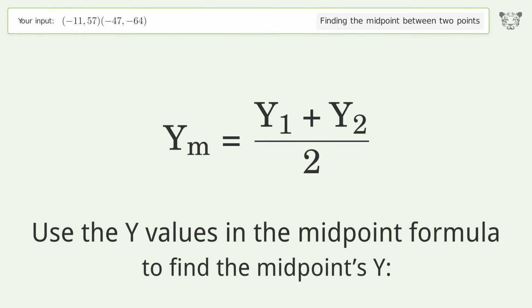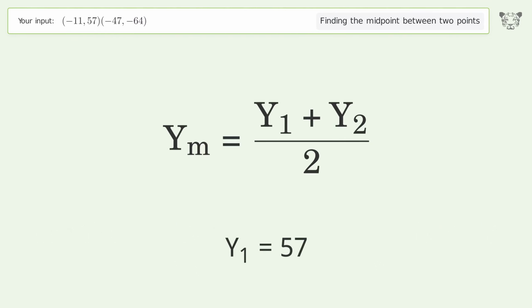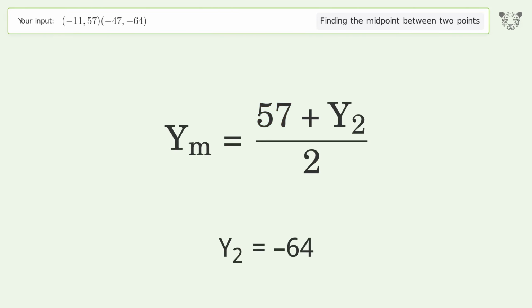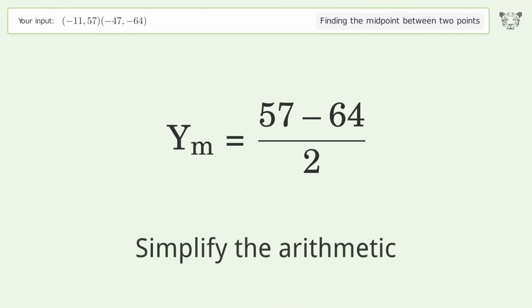Use the y values in the midpoint formula to find the midpoint's y. y1 equals 57. y2 equals -64. Simplify the arithmetic.